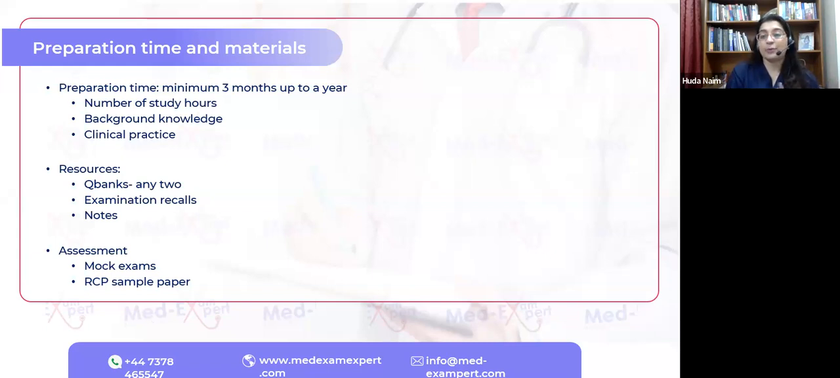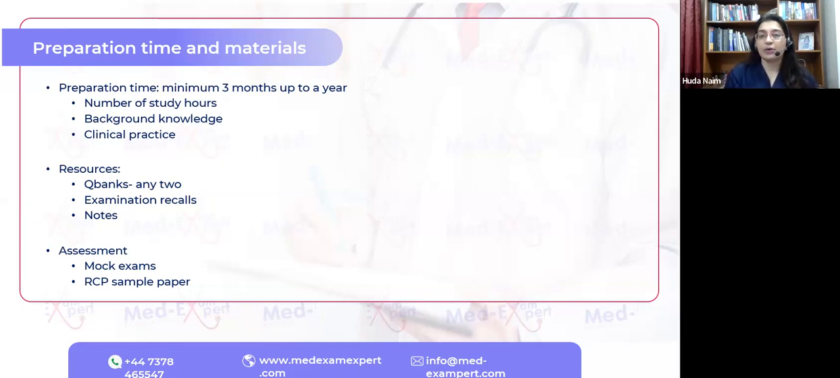Then the most frequently encountered question that we get all the time is about the question banks. Which question bank should you use? Which is the best one? Ideally, you should use any two question banks. You have a lot of different question banks: PasTest, OnExamination, the MedExam Expert question bank, and PastMedicine. You can use any two. People ideally use PastMedicine first and then another second question bank. So that's the best way to do it.